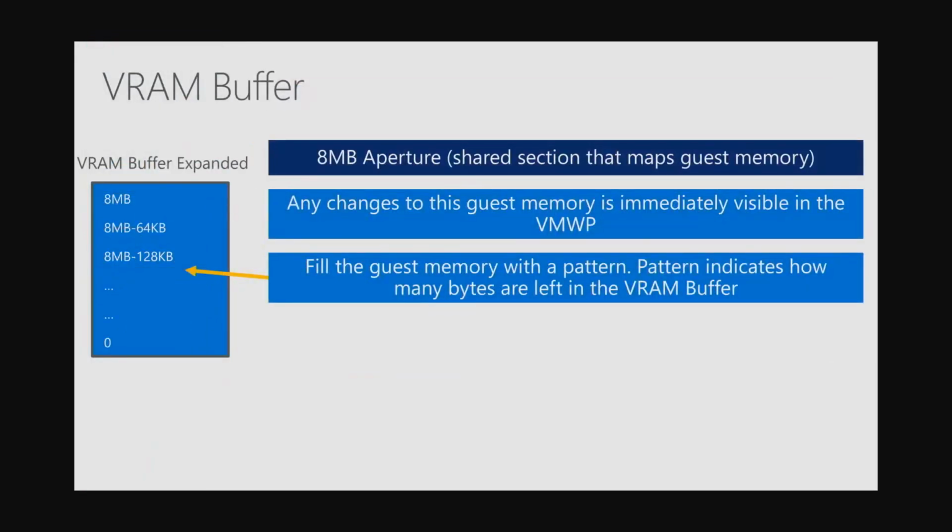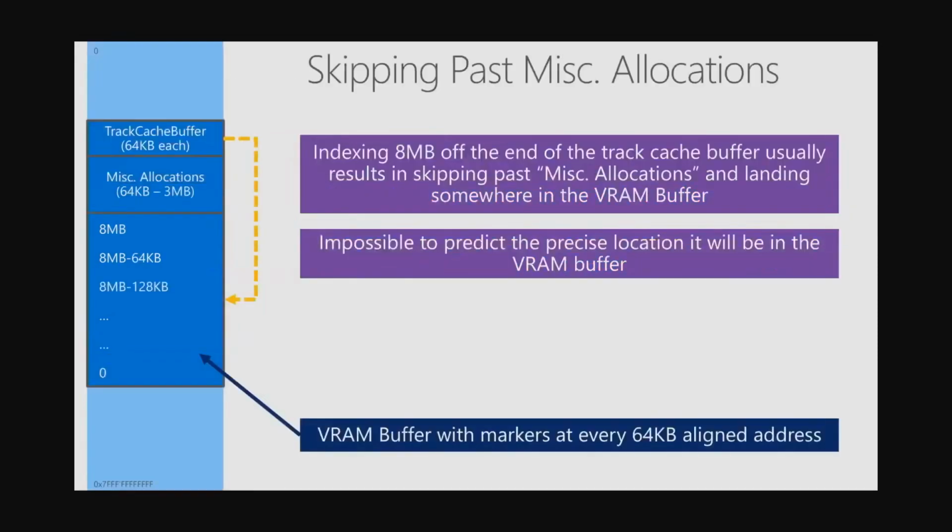So I started looking at this VRAM buffer to figure out what it was. And it turns out that this is what is known in Hyper-V lingo as an aperture. All that an aperture is is a shared section that maps guest physical memory. And I'm, of course, running in the guest, so I can write whatever I want in that physical memory. And whenever I write data into that physical memory, it immediately shows up inside of this VRAM buffer in the VM worker process. So here's what I did. I wrote a bunch of markers inside of that VRAM buffer, and every marker just tells me how much of the VRAM buffer is left. And you'll see why this is useful in a second here.